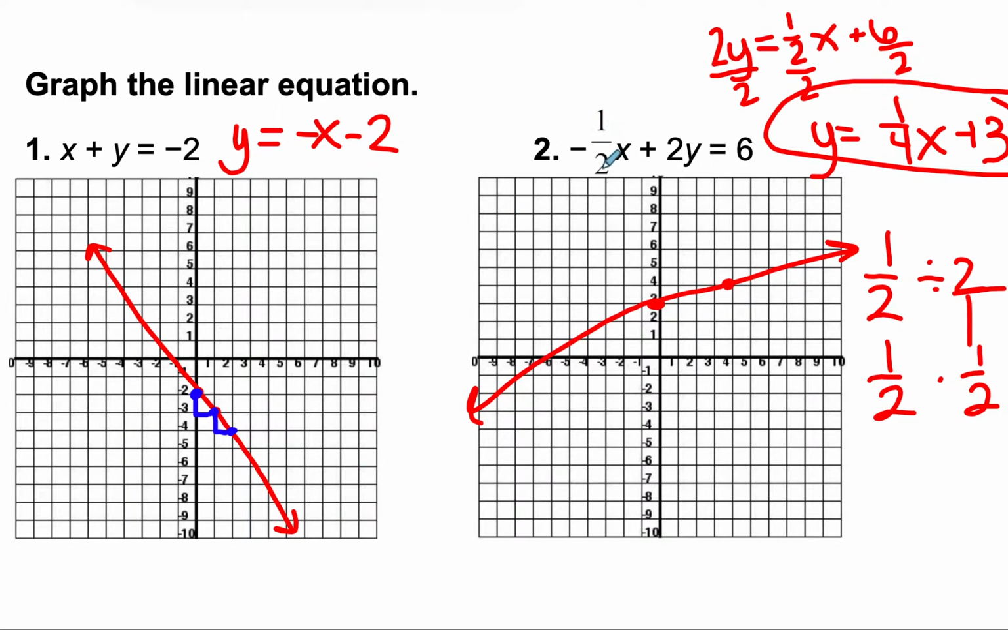Number 2 is a little trickier: negative 1/2 x plus 2y equals 6.